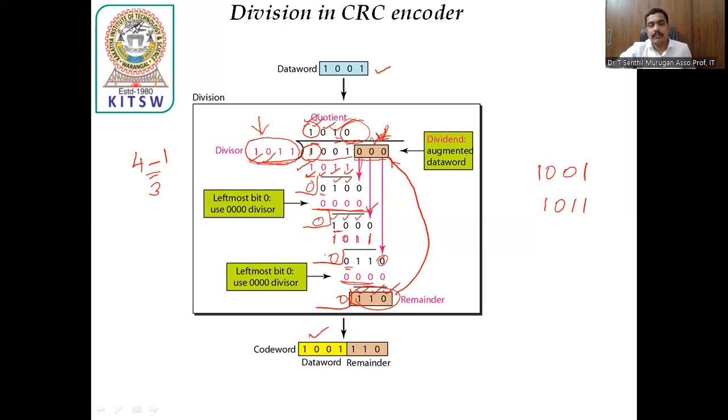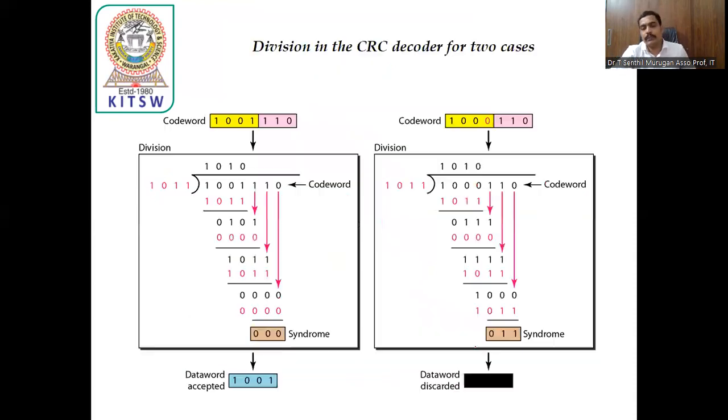So this is the data word, whatever we kept, 1001, and the remainder is kept with the data word; that is the code word. This is the CRC method. How can we check this data after sending from the sender side? This is the code word we are sending from the sender. Once it reaches the destination, how can we check it?